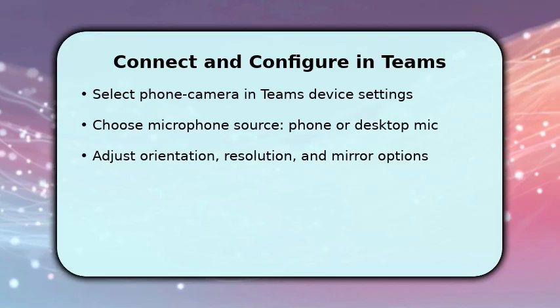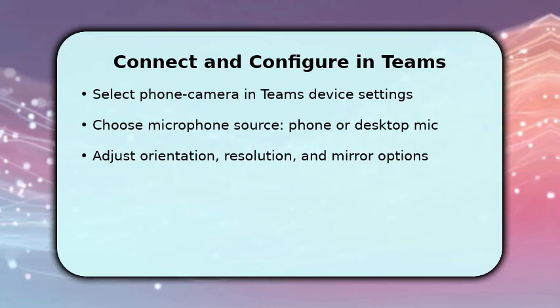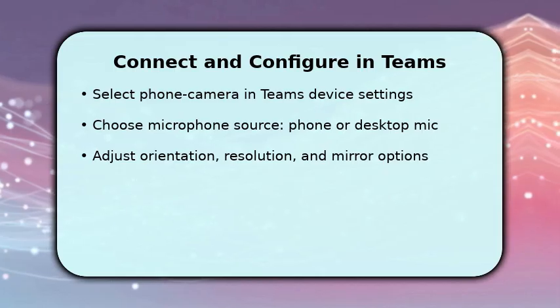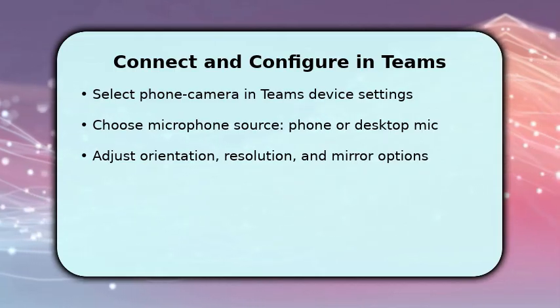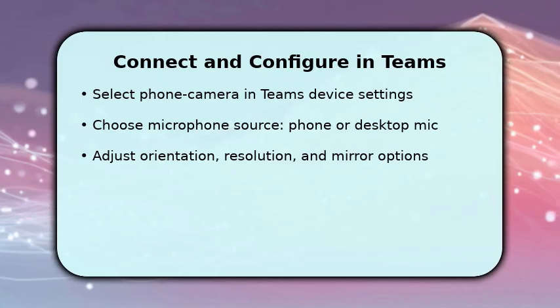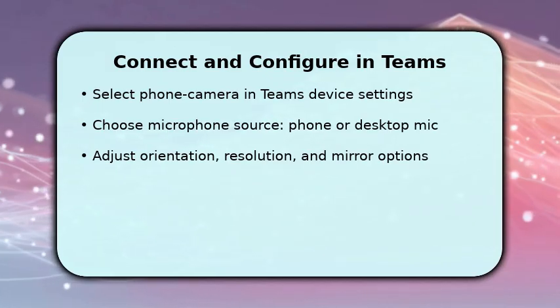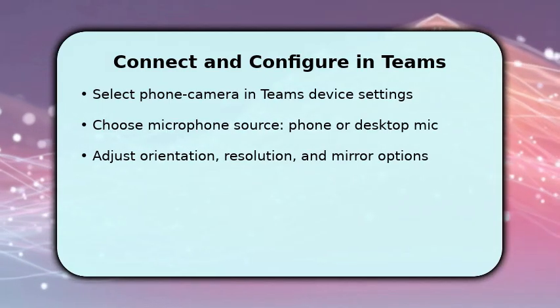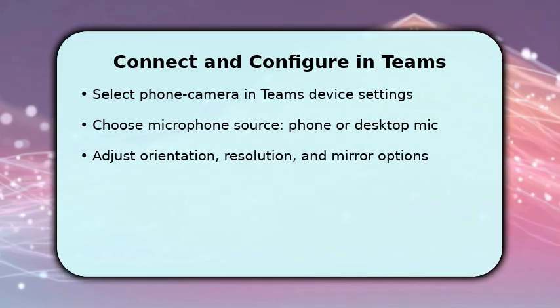In Teams, go to Settings Devices and pick the phone camera listed by the webcam app. If your phone provides audio, choose that mic or switch to your desktop mic if preferred. Once selected, preview video and adjust orientation and resolution inside the webcam app or Teams.